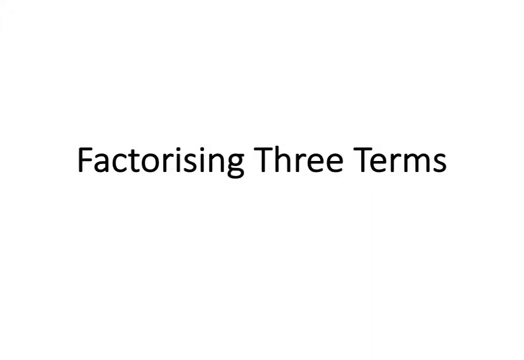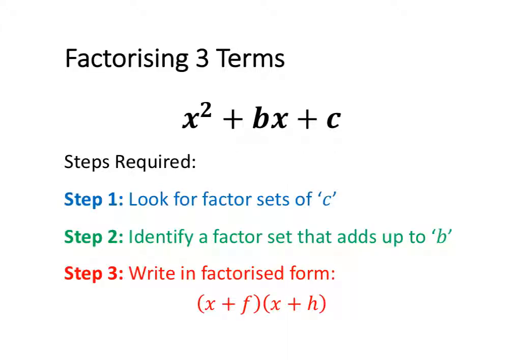In this video, we're going to have a look at how we factorize quadratic equations that involve three terms. To factorize expressions involving three terms, the first step is to look for factor sets of C. Our C term is the number on the end of our expression when it's in the form of x squared plus bx plus c.